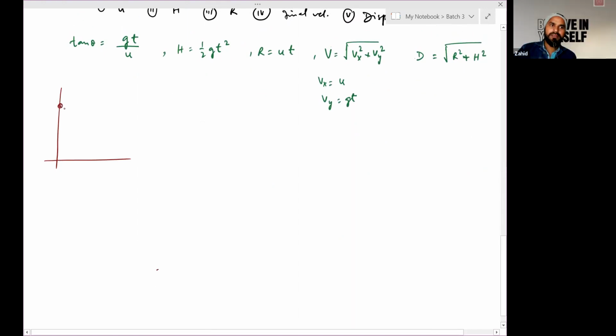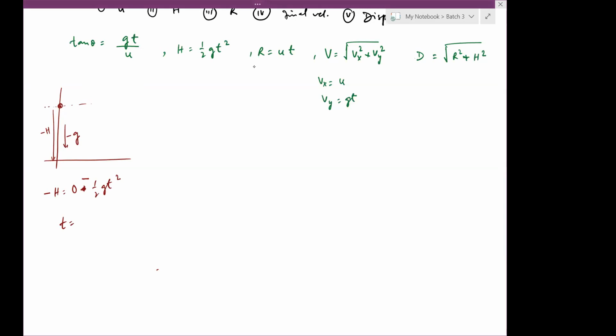If we take this particular point to be origin, all upward terms will be taken as positive and all downward terms will be taken as negative. So in this path, the height from this point to this point will be taken as negative, and gravity will be taken as negative. If you put these two terms into h equals ut plus half a t square, negative and negative will cancel out, so all the terms will be positive. Okay.